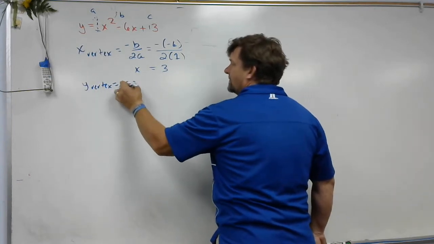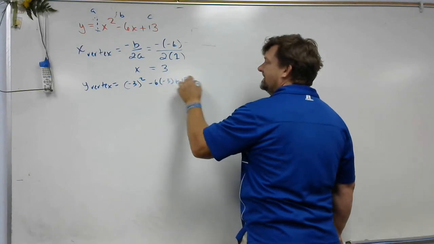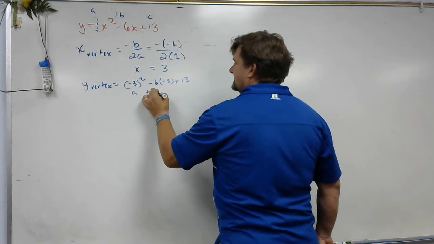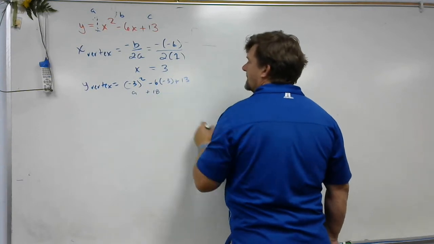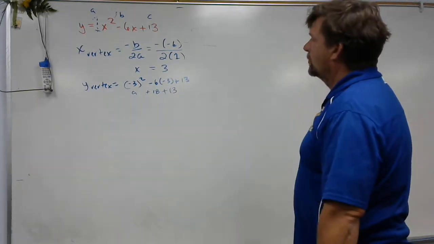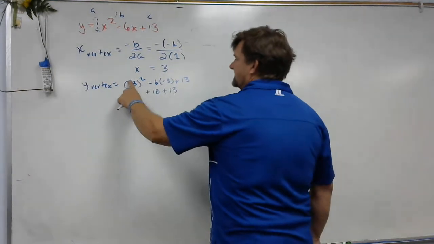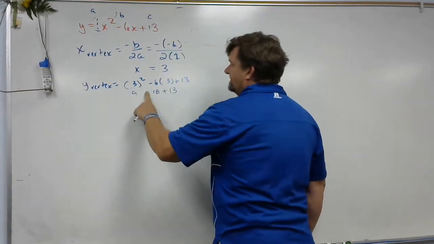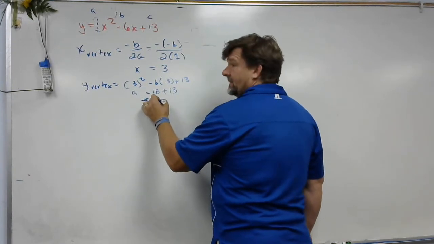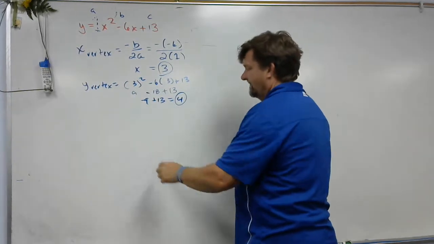get 3 squared minus 6 times 3 plus 13. Clean this up, 9 minus 18 plus 13. Something doesn't feel right. What doesn't feel right? Because this is not a positive, that's a negative. And we get -9 plus 13 equals 4.